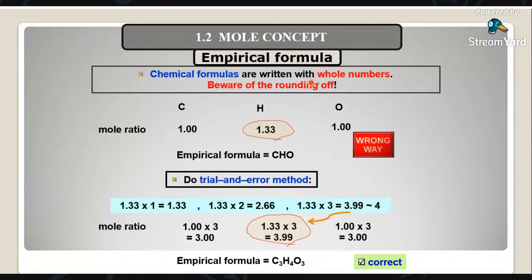So you can try trial and error. If you get 1.33, you cannot round off to 1. The same goes, for example, if you get 1.7, you cannot round off to 2, cannot. So you can do the trial and error method.